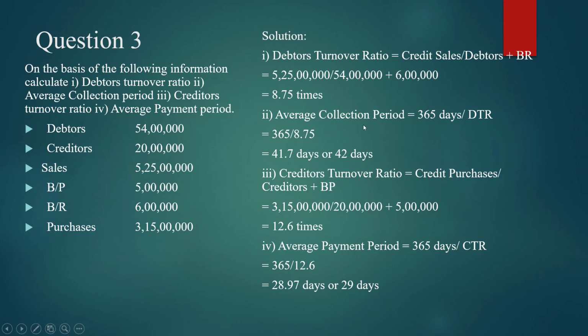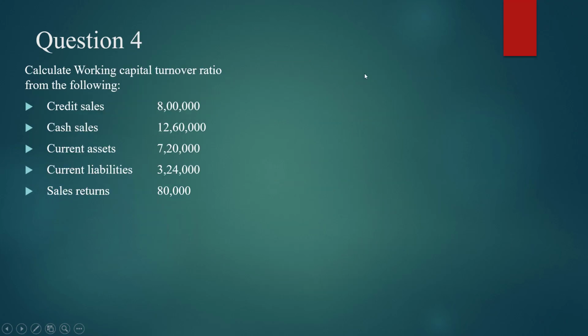And here the collection period, when the debtors have given you back the money, within 42 days they have given you back the money. So these are all the turnover ratios.